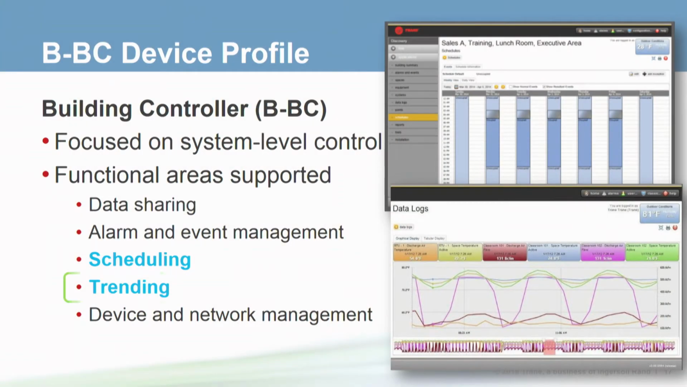Notice for this profile, the ability to trend data is also required. This makes sense for this type of device because the collection and storage of performance data is a valuable feature when you need to analyze or troubleshoot the system. Remember, there is nothing that prevents a vendor from supporting trend log functionality in an AAC or ASC profile device, and many do so. It is just not required that they do so.